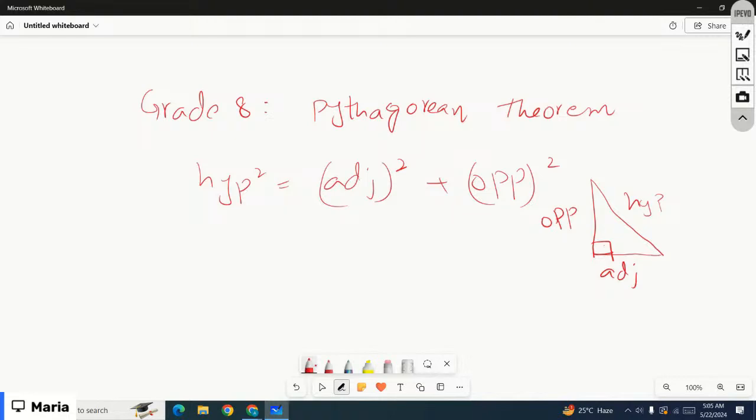So this is A, this is B, and this is C. Opposite to this side is C, that is A, and that is B. So usually it is C square equals A square plus B square. C is the hypotenuse, right?